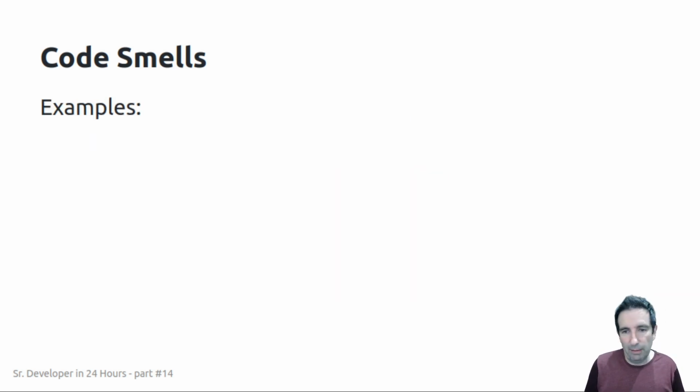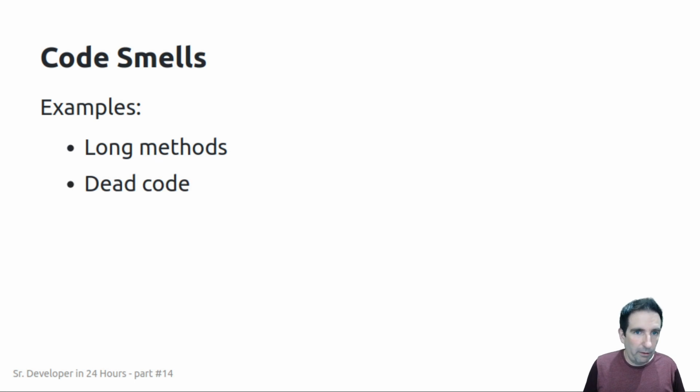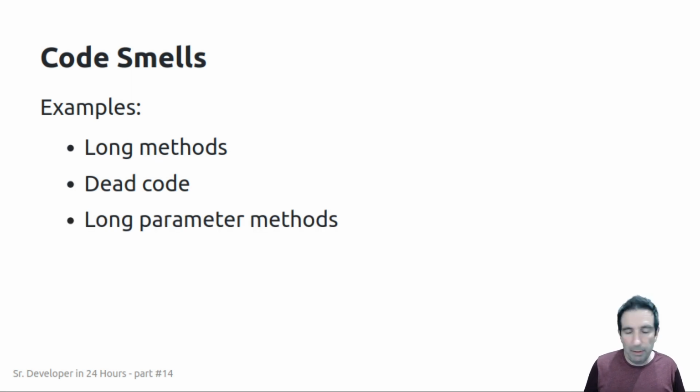So here are some examples. For example, if we have methods that are very long, if we have a lot of dead code, do we have to fix this code or not? Is this code affected by some changes that I'm making somewhere else? All of those things. When we have very long parameter methods, when we have improper operations, when we're doing things, for example, that could have threading consequences or things like that.